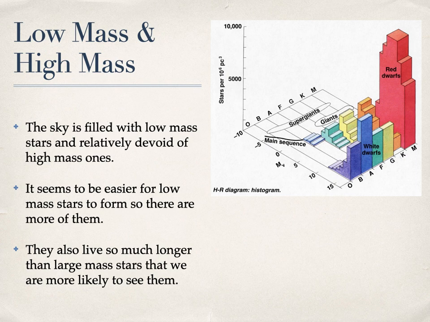I think we answered number 12 as well. So we primarily see the high mass stars because they're brighter, but low mass stars are actually way more common in our galaxy. Two reasons for that: first of all, they live so much longer, and also it seems easier for low mass stars to form, so we get more of them. Okay, ready to move on here.